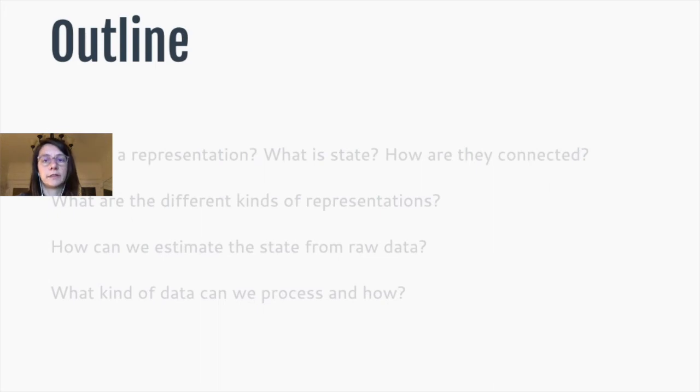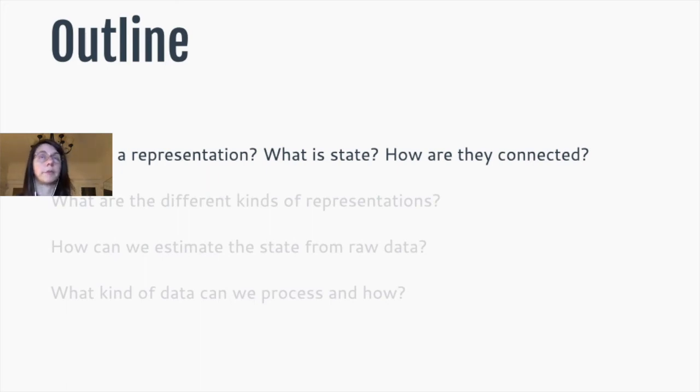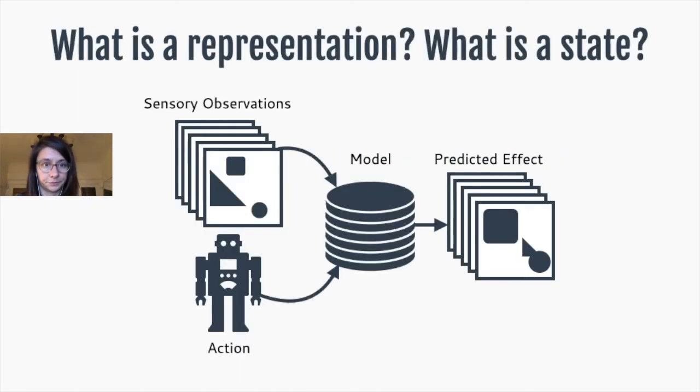So here are the questions that I'm going to go through in this tutorial. First of all, I want to shed some light on, or actually define, what a representation means, and what a state is, and how these two terms are connected. And really, the state is essentially the interface between raw sensory data and the particular, maybe predictive, model. And the state can of course be represented in many different ways.